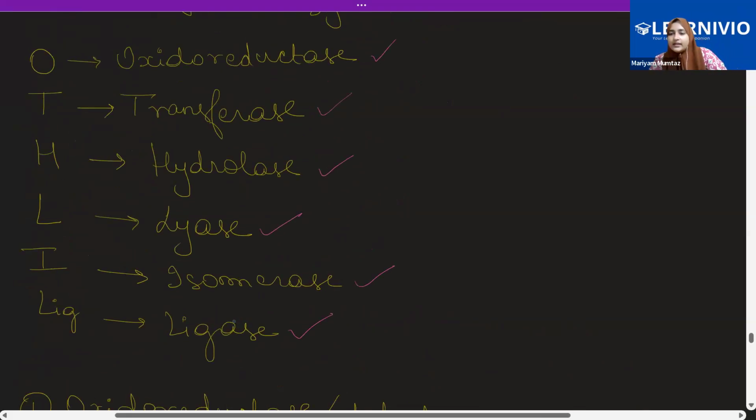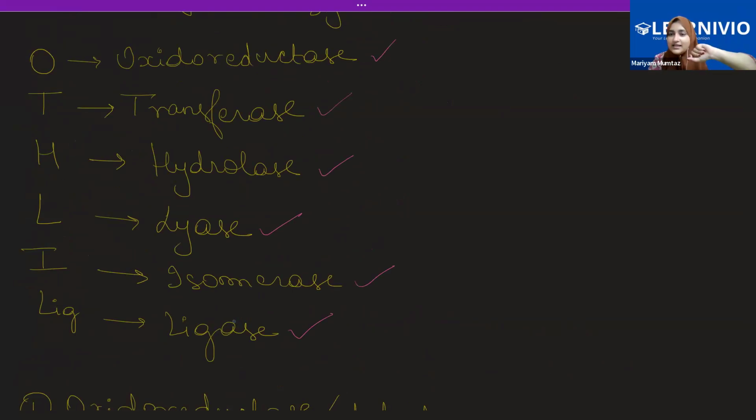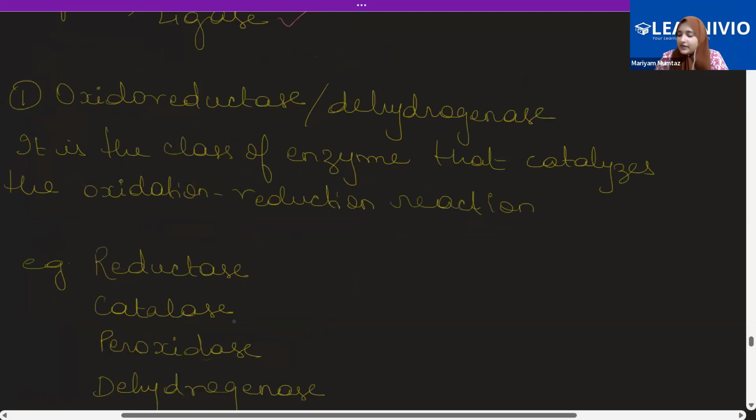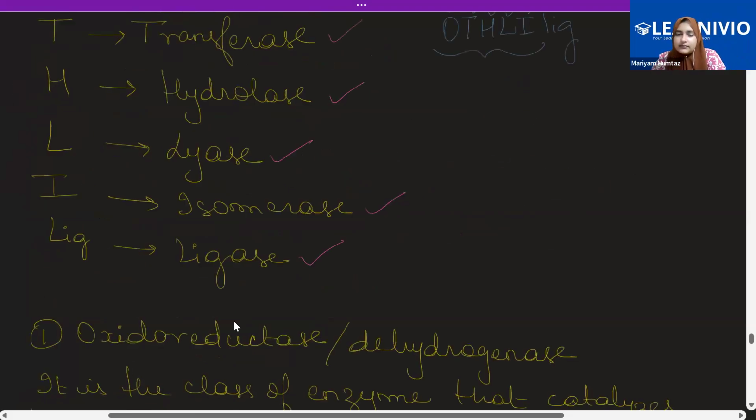Like for example, Insecta is a class. Under that you have mosquitoes, honeybees, all of that, right? In the same way, enzymes also have classes under which different enzymes come. The mnemonic to remember this is OTHLIG. I used to remember it like this: oxidoreductase, transferase, hydrolase, lyase, isomerase, ligase. These are your various classes. Now, let us talk about them. This much you have understood, na?